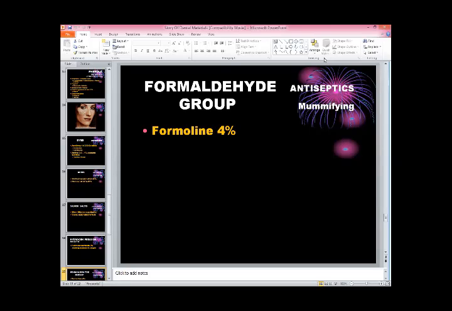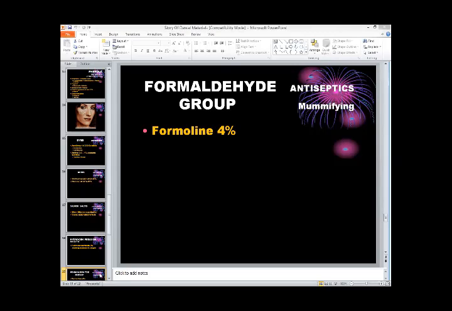This we will discuss later on in another lecture, how we use formalin or other antiseptics to disinfect our instruments and other surgical items. So this formalin group as a mummifying agent is a very effective group, and we use it in dentistry in so many aspects.